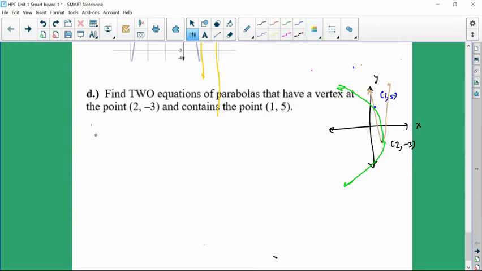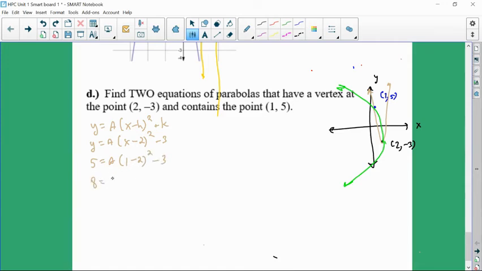So that would be y equals some coefficient a, x minus h squared plus k. So then our h value is 2, and our k value is -3. So y equals a. So it's x minus 2 squared minus 3. And now we can put in the point 1, 5. So then 5 equals a, 1 minus 2 squared minus 3. So we add the 3 over, which is 8.